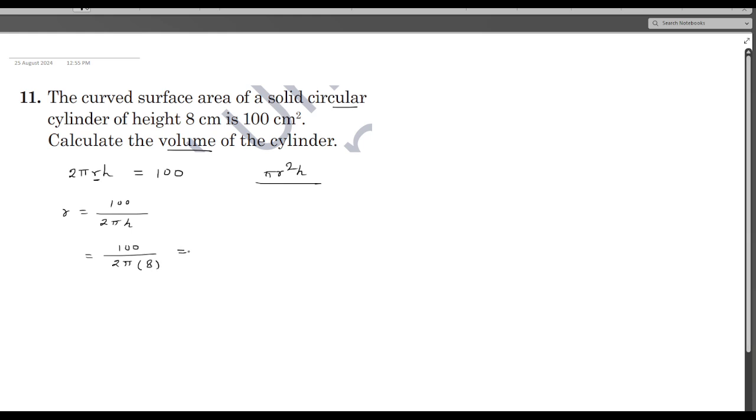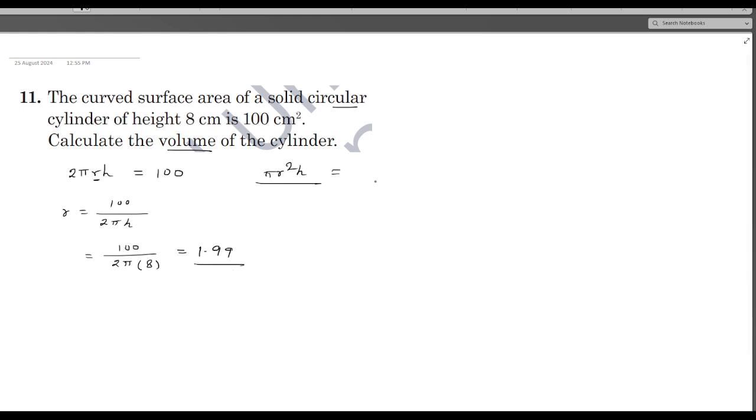So the value is 100 divided by 2 times pi times 8. Result will be somewhere 1.99. But while calculating this pi r square h, I am not going to use 1.99. I am going to use the value which I get in my calculator.